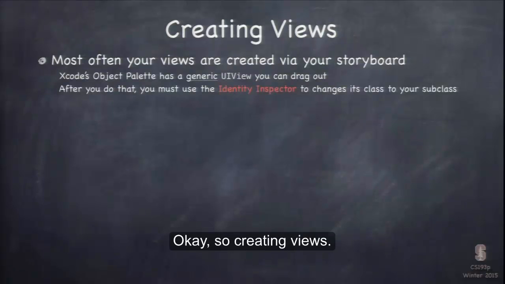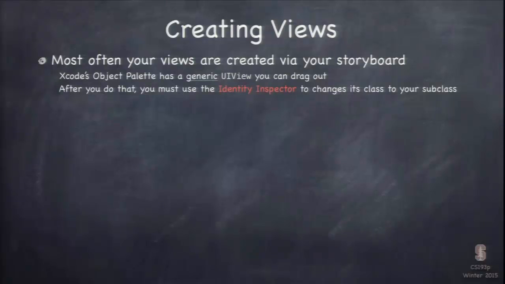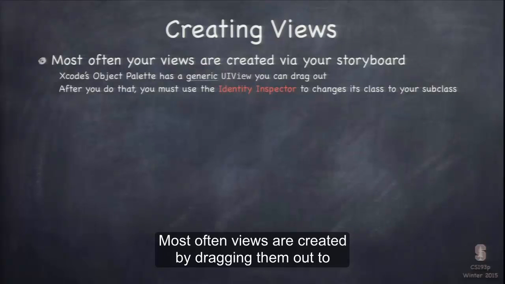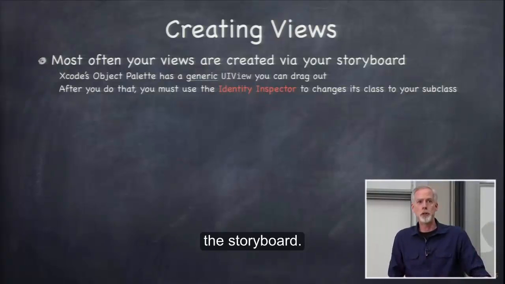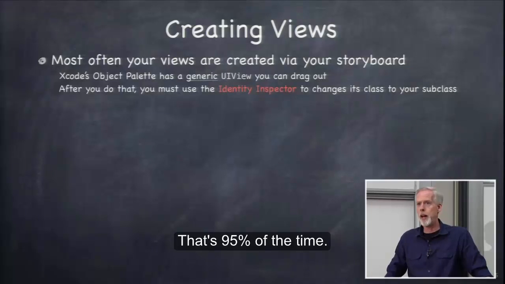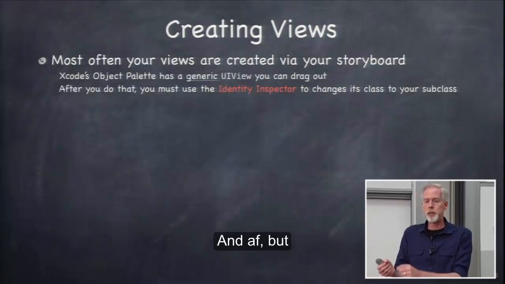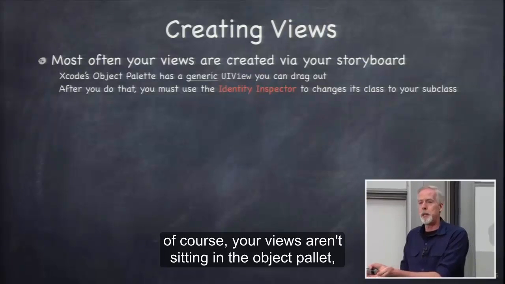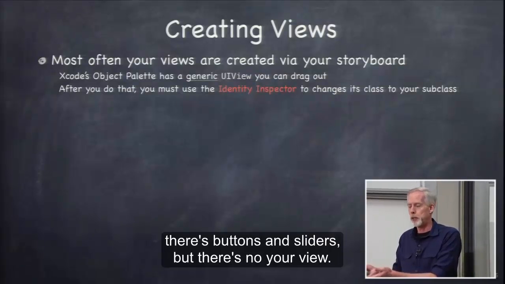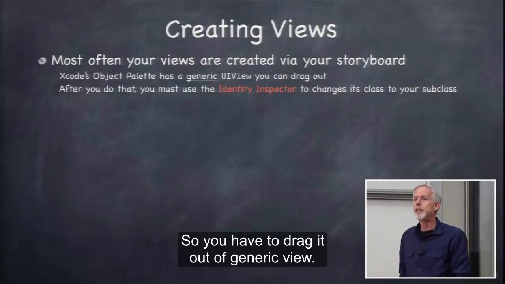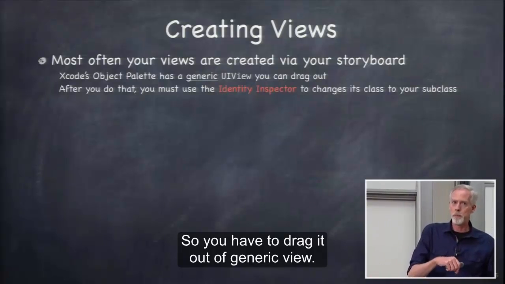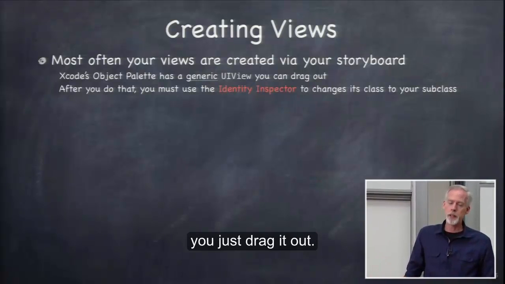Okay, so creating views. How do we create views? Most often, views are created by dragging them out into your storyboard. Okay, that's 95% of the time. But of course, your views aren't sitting in the object palette. There's buttons and sliders, but there's no your view. So you have to drag out a generic view. It's kind of at the bottom of the palette. You just drag it out.